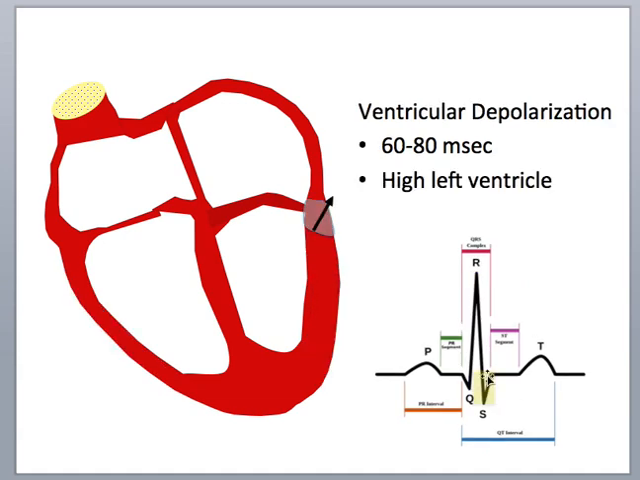Then the last little blurb here, the S wave, is due to the ventricular depolarization on the top left ventricle. It's a very small area. That's why we have a very small spike on our QRS complex. It is away from the left hip, which is why it's a negative spike.